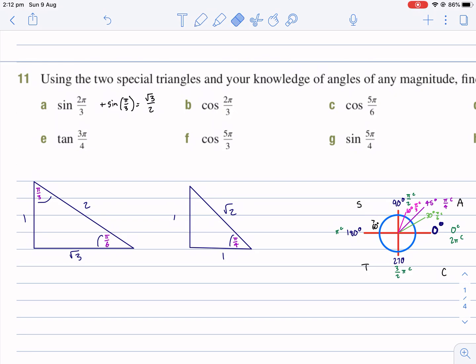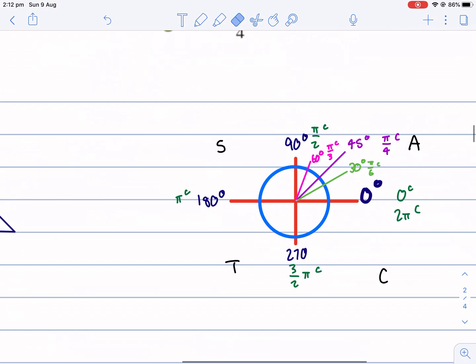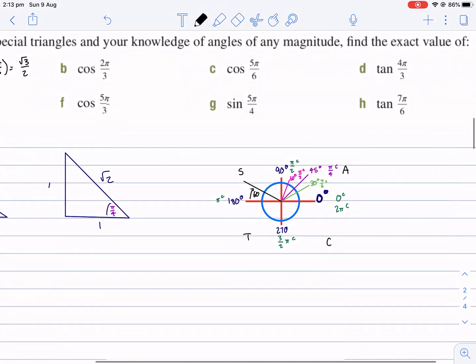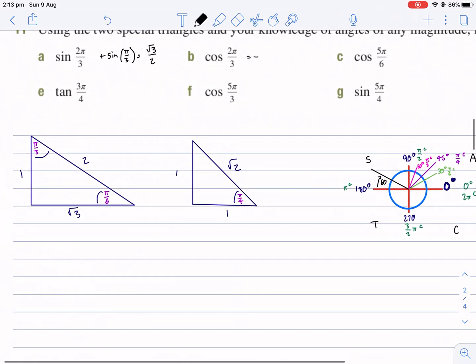We've got cos 2 pi on 3. Oh, that was the same angle. So this time it's cos 60, but it's going to be negative. And negative cos pi on 3, 1 on 2.